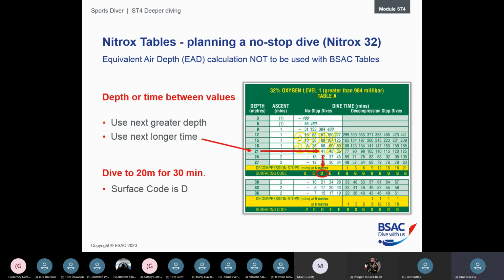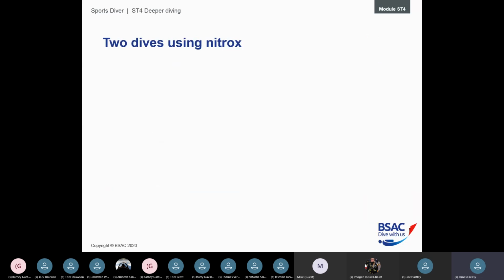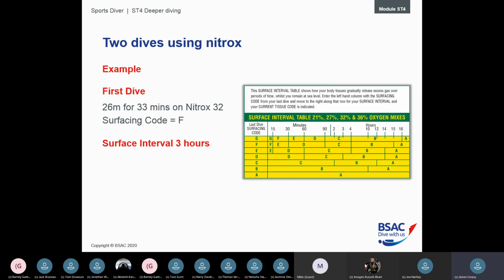So find the depth again, groove across, just your standard procedure, but it's slightly different values than you would get doing air tables. This is all the same. It's going to take me ages to keep flicking between it. But you can see here 26 meters for 33 minutes on nitrox 32 gives a surface code of F. We've got a surface interval of 3 hours. So we've come up on an F, which is the second row. We move along to the 3, which is down on a C. Yep, there we go. So 3 hours.